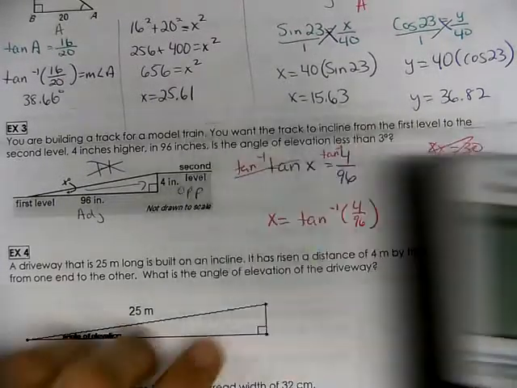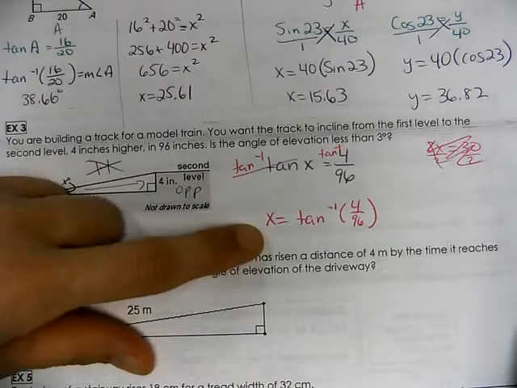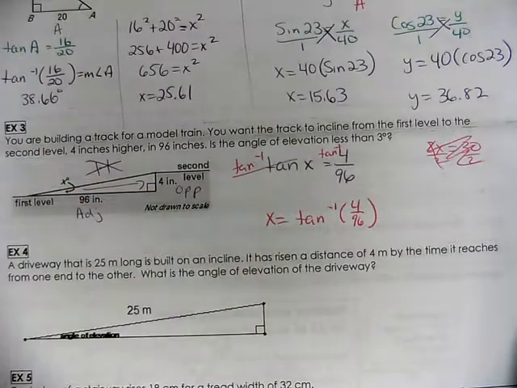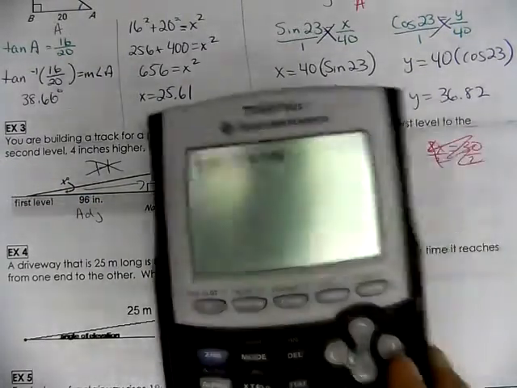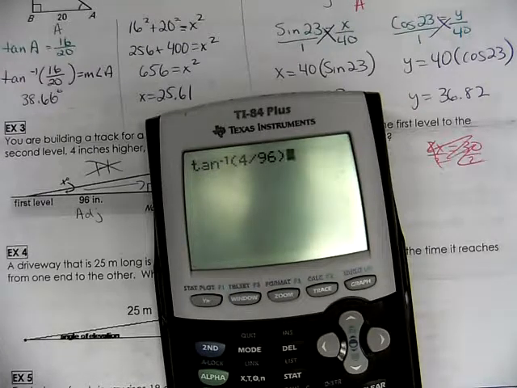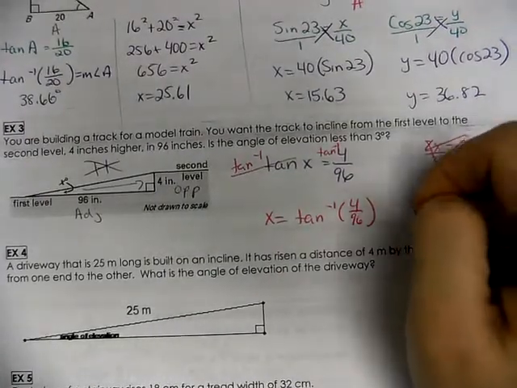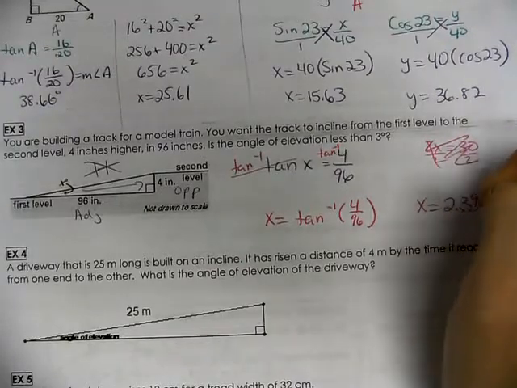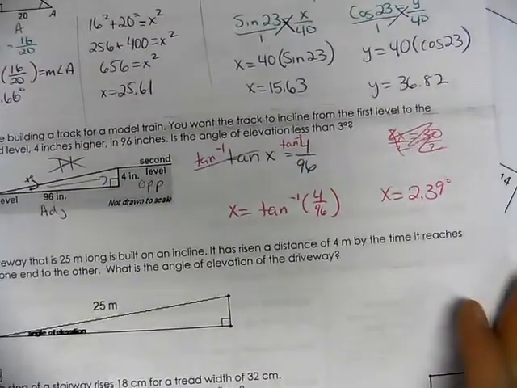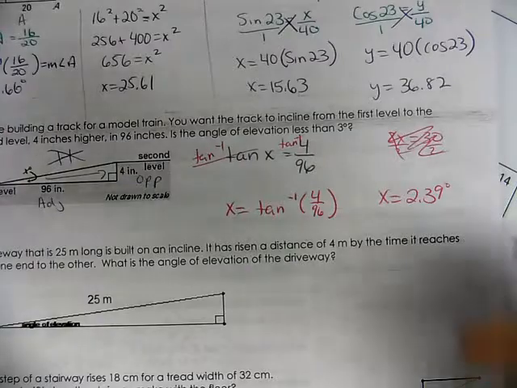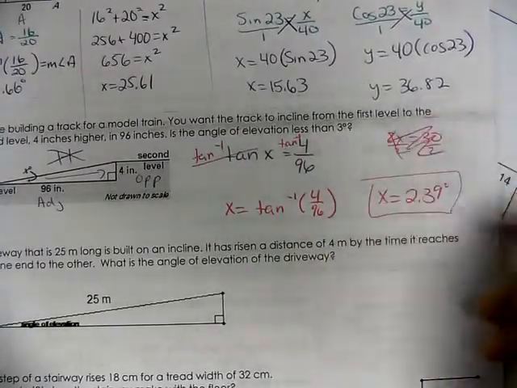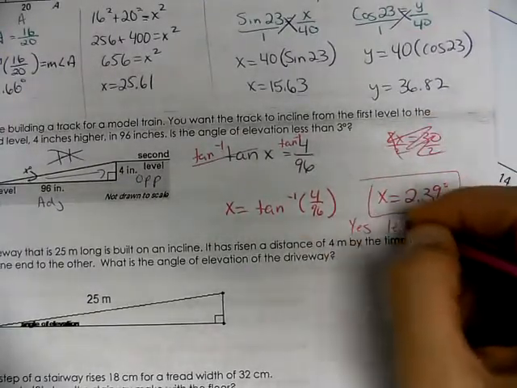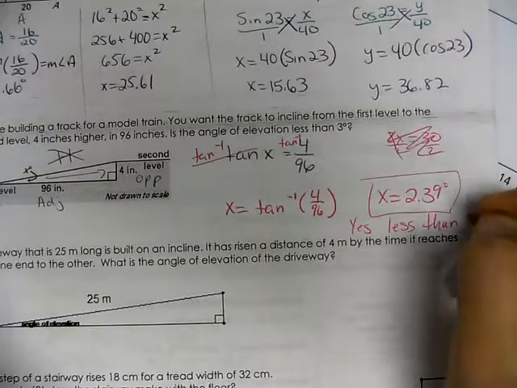So you don't always have to write this thing first. You can just write it like this if you want. Just know you use inverse for angles. Make sure you close your parentheses. So 2.39 degrees. So is that less than 3 degrees? Yes, less than 3 degrees.